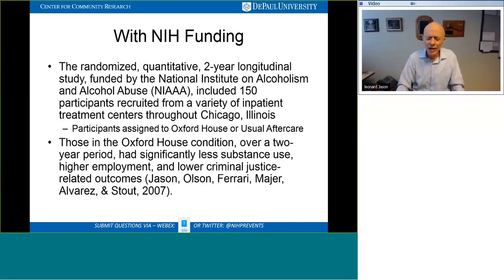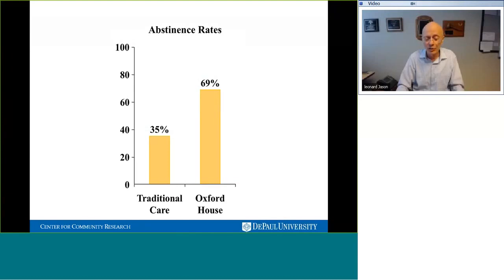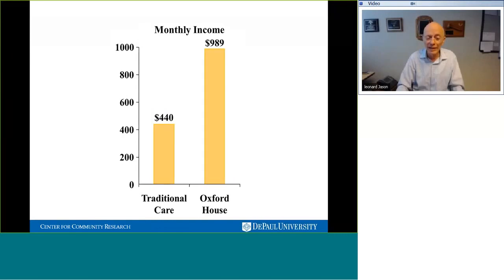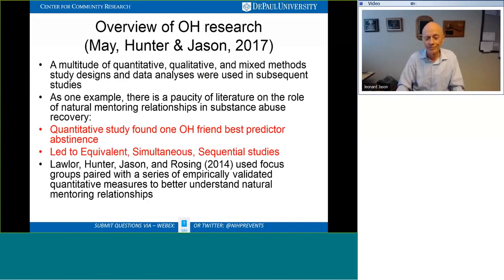Those in the Oxford House condition over a 2-year period had significantly less substance use, higher employment, and lower criminal justice-related outcomes. And these are examples: 2 years later, the Oxford House had about 69% abstinent versus 35% for the usual care control. Incarceration rates were significantly lower in the Oxford House, and monthly income was significantly higher in the Oxford House 2 years later.